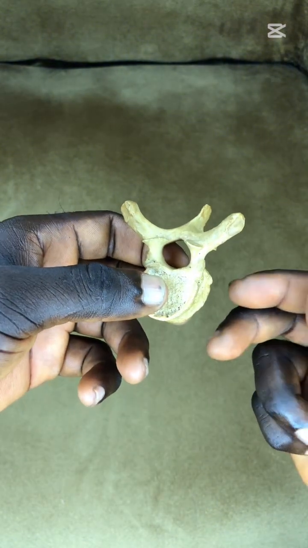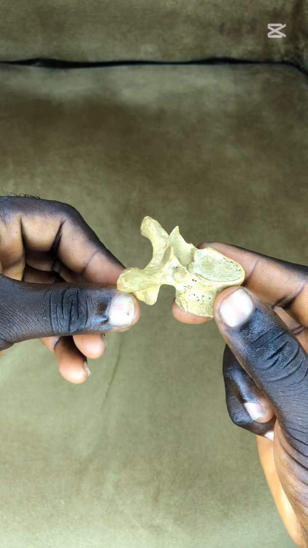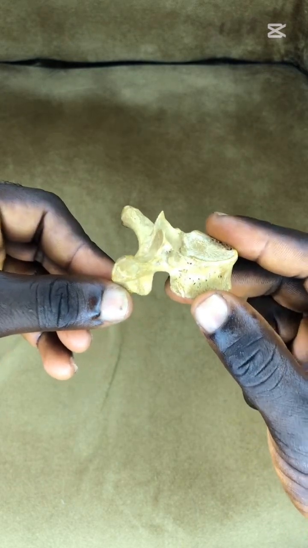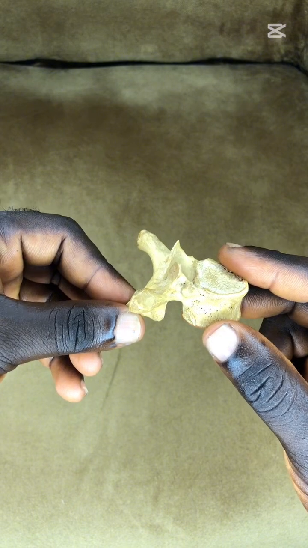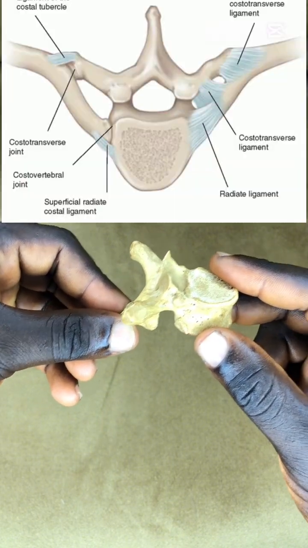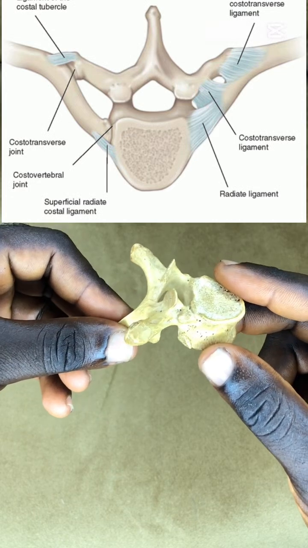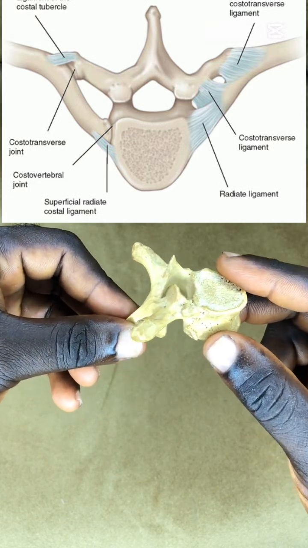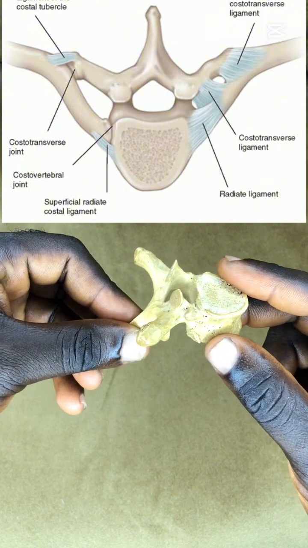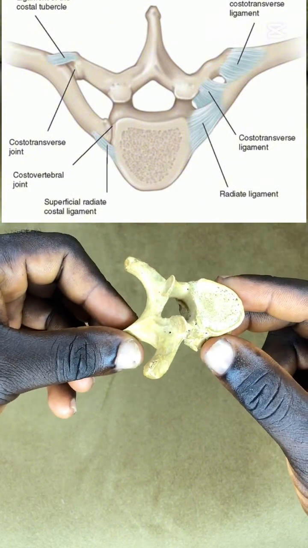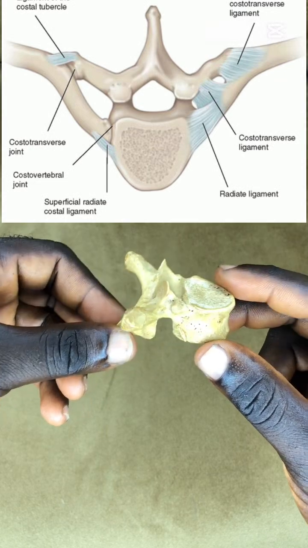Before I proceed further, you have to understand that there are numerous facets on this bone. Any facet that bears costal means that it has an articulation with the rib, either with the head of the rib or with the tubercle of the rib. Whereas any facet that does not bear costal does not form any articulation with the rib, because costal is a Latin word which means rib.